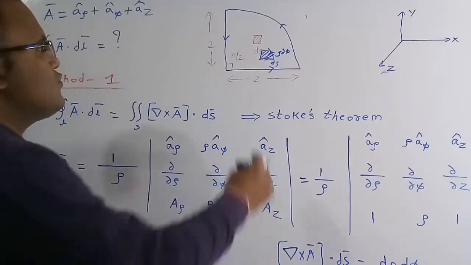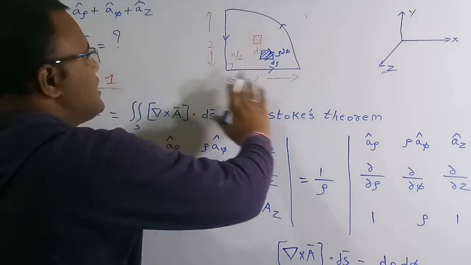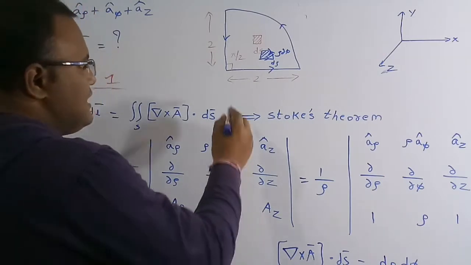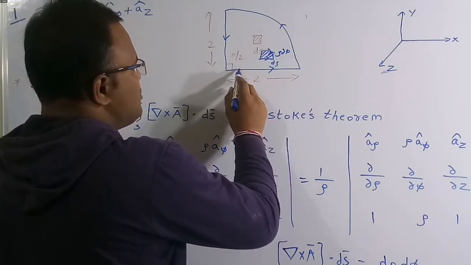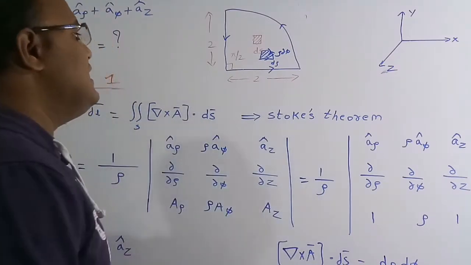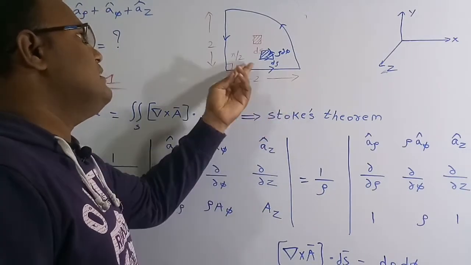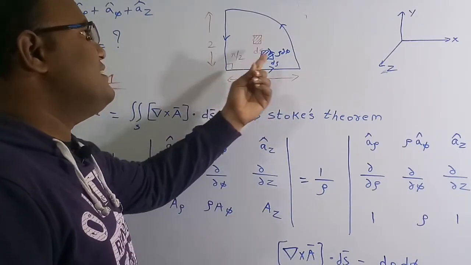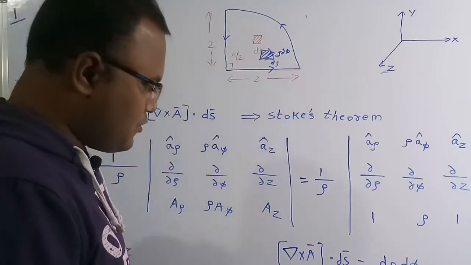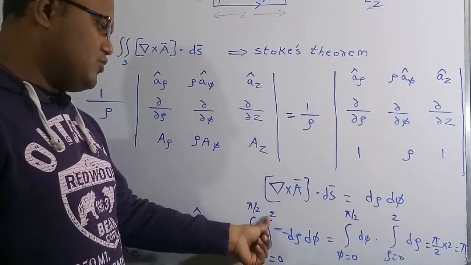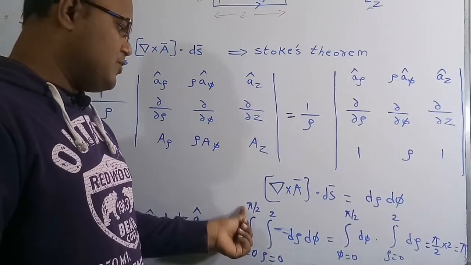We have to do it over this total surface. Say the length is changing from 0 to 2 and the angle is changing from 0 to pi by 2. Therefore rho is changing from 0 to 2 and phi is changing from 0 to pi by 2. Then only we can cover this total plane. So rho is equal to 0 to rho is equal to 2, phi is equal to 0 to phi is equal to pi by 2.